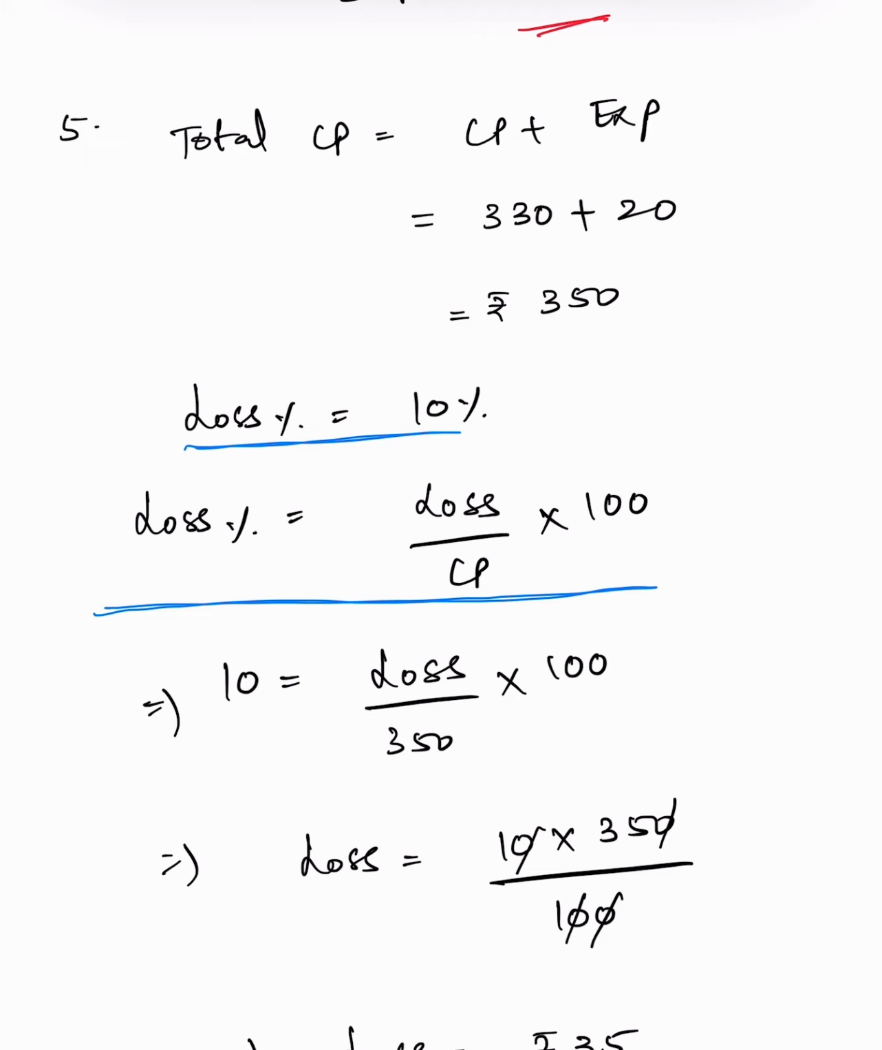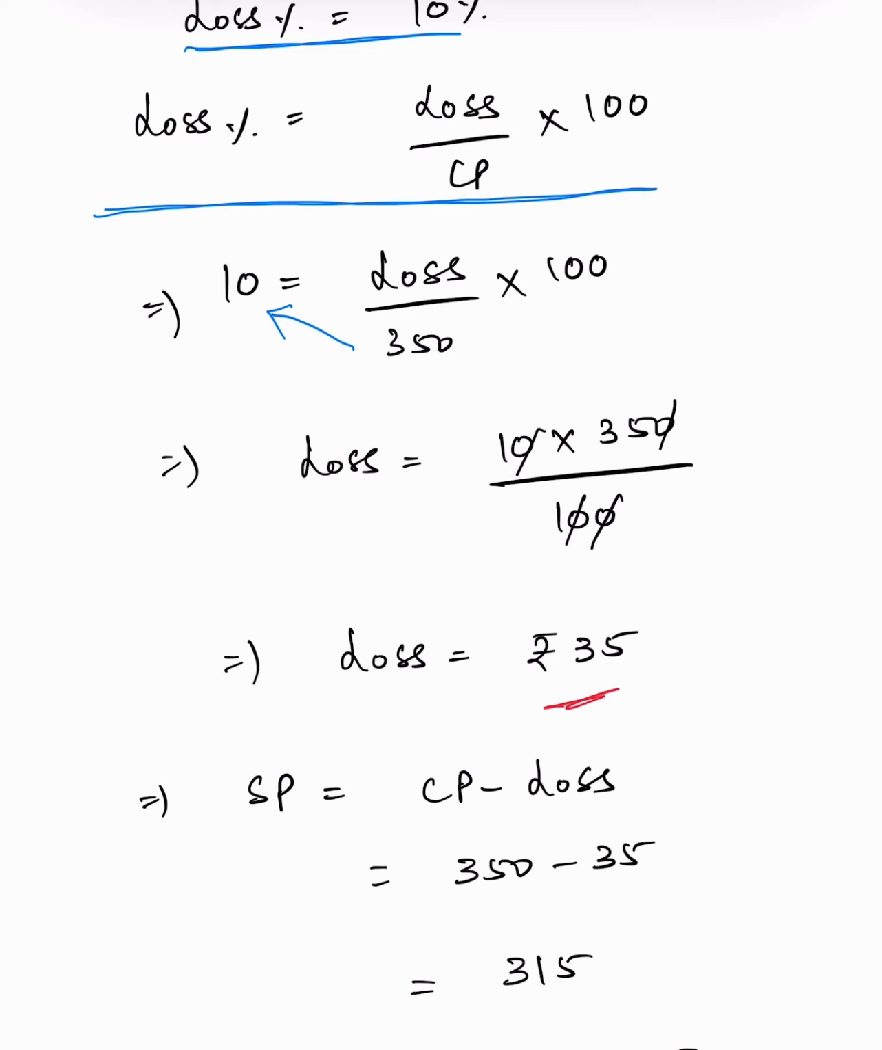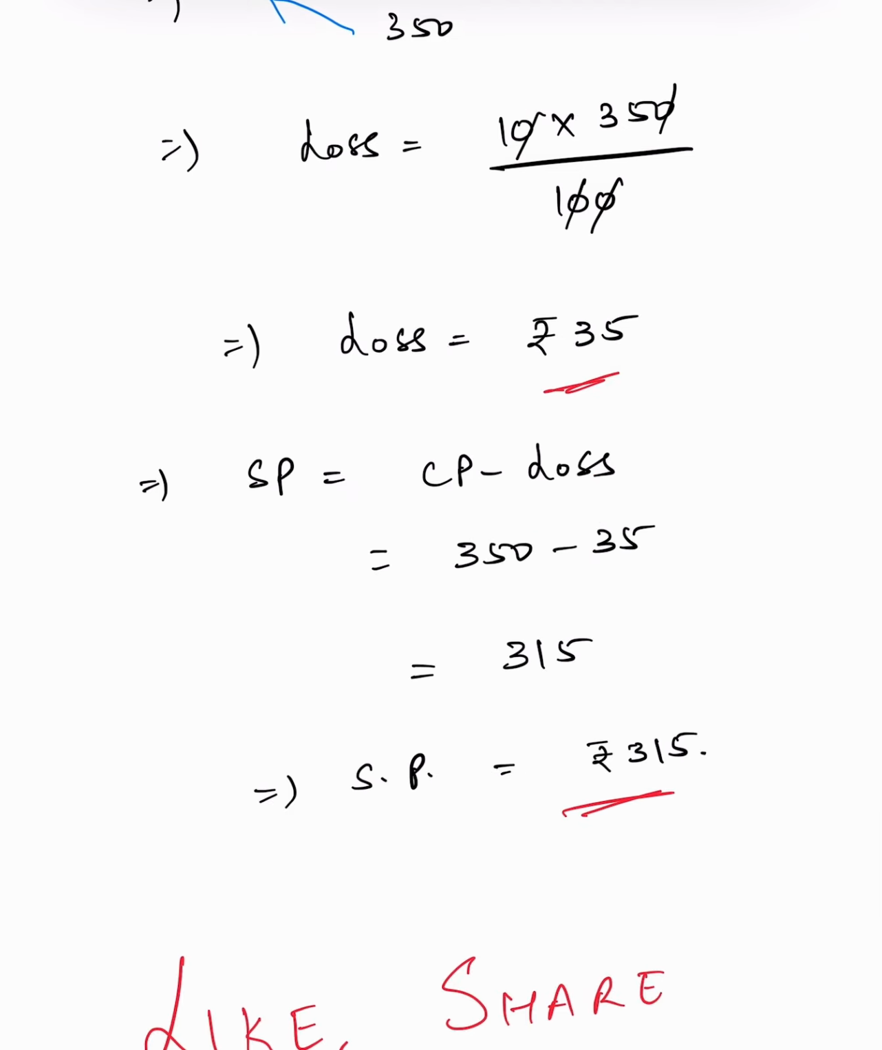So let us substitute the value. 10 equal to loss by 350 into 100. So by cross multiplication we get loss equal to 10 into 350 by 100. So loss equal to rupees 35. So we know the loss, we know the cost price. So what is the selling price? Selling price equal to cost price minus loss. So 350 minus 35, which is equal to 315. So the selling price is rupees 315.